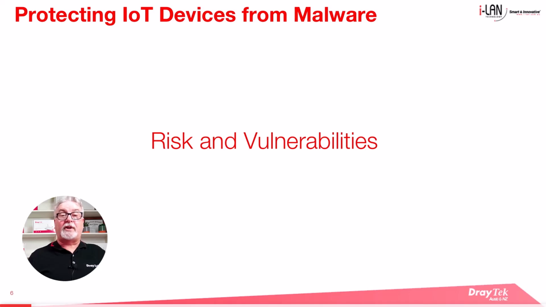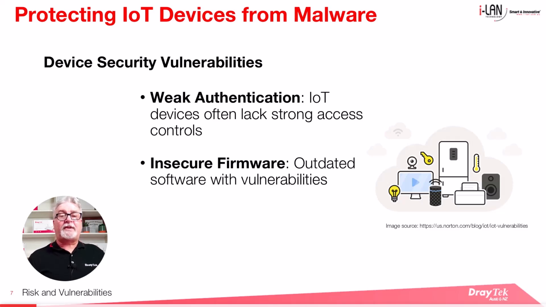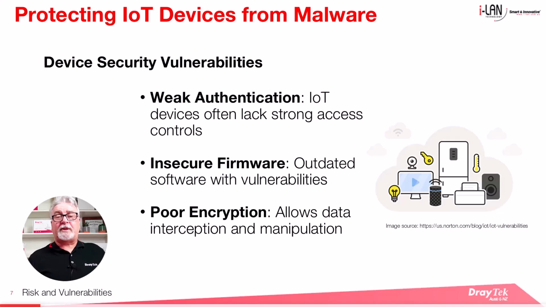However, IoT devices face multiple security challenges. That includes weak authentication and authorization. Many IoT devices lack strong authentication protocols, making them vulnerable to unauthorized access. Insecure firmware and software. Outdated software and firmware on IoT devices can contain unpatched vulnerabilities, providing entry points for attackers. Poor encryption standards. Many IoT devices have weak or no encryption, allowing attackers to intercept and manipulate data in transit.